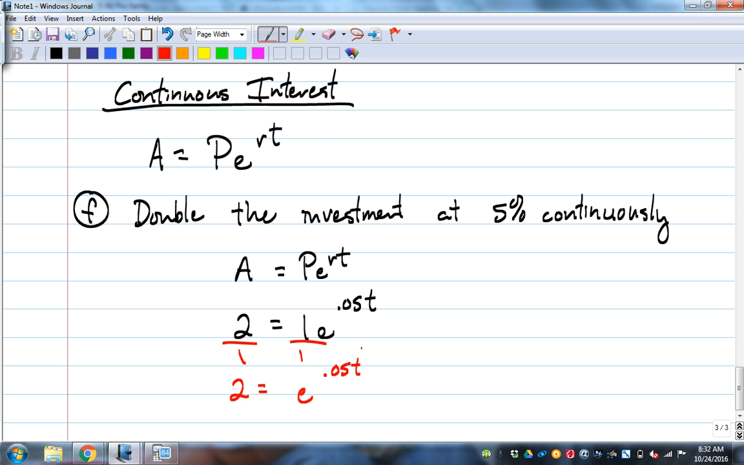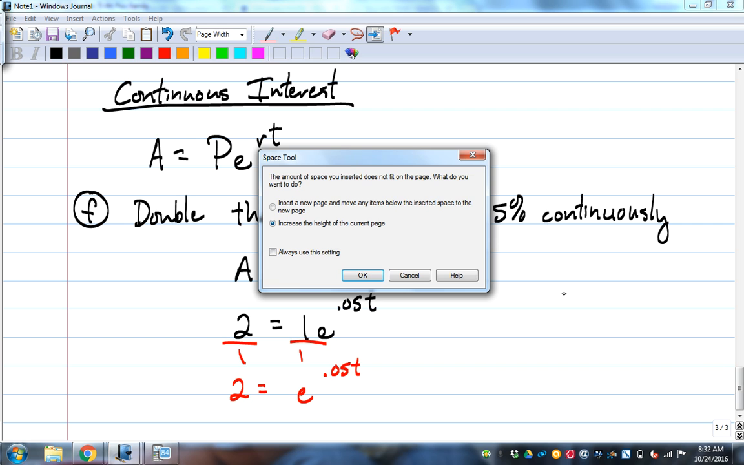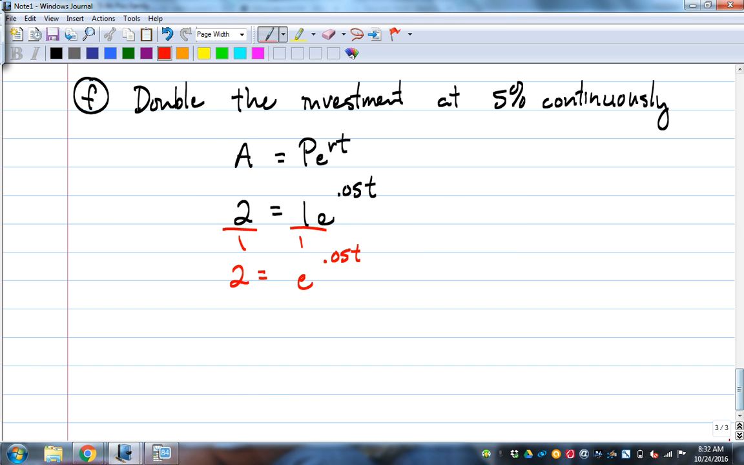Well, that doesn't work. We've got a variable in the exponent. So what do I have to do? Get rid of it. Take a log of that. So what log am I using? Natural log of each side. The left side is natural log of 2. What happens on the right-hand side? The natural log and the e cancel out, so I get 0.05 t.